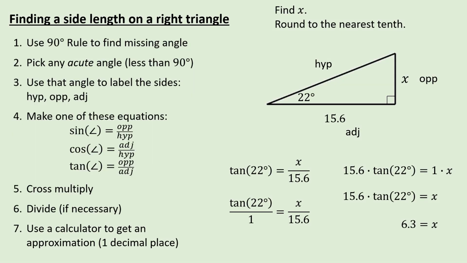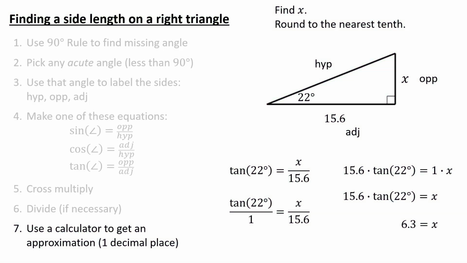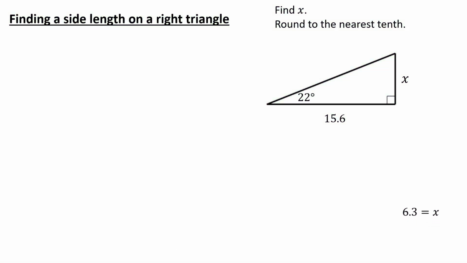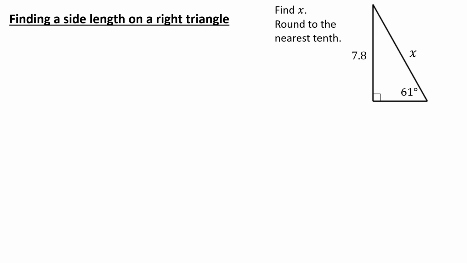Here's the problem in its entirety if you want to pause and look at it. And now that we know that x is 6.3, we've solved this problem. Here's another example of how to find the length of the side of a right triangle. Same steps, here we go again.